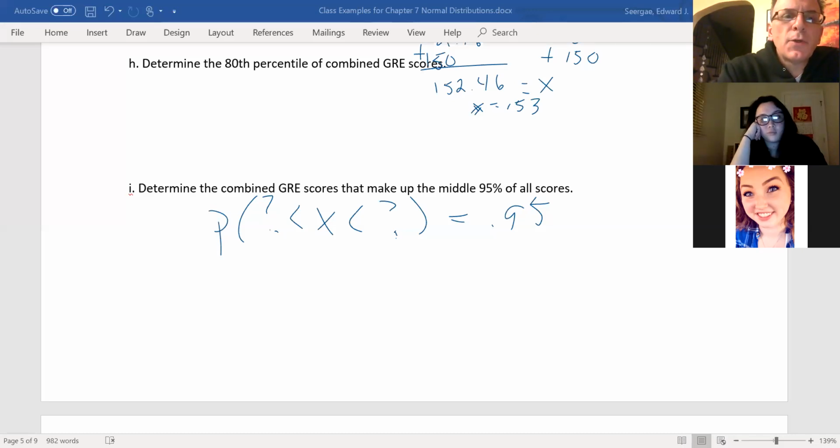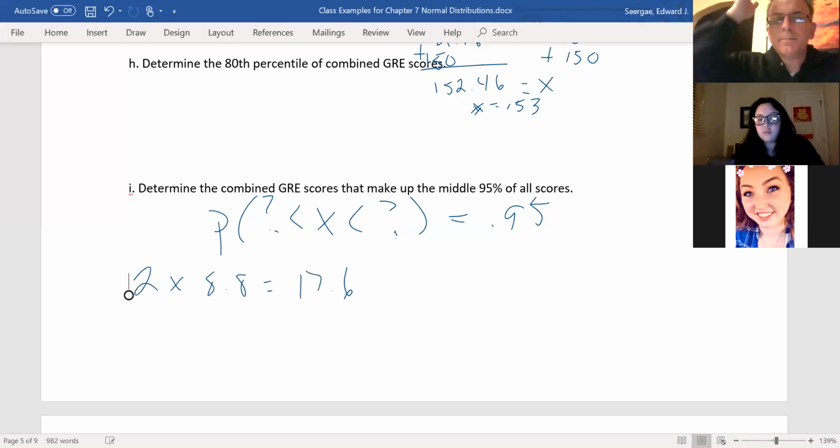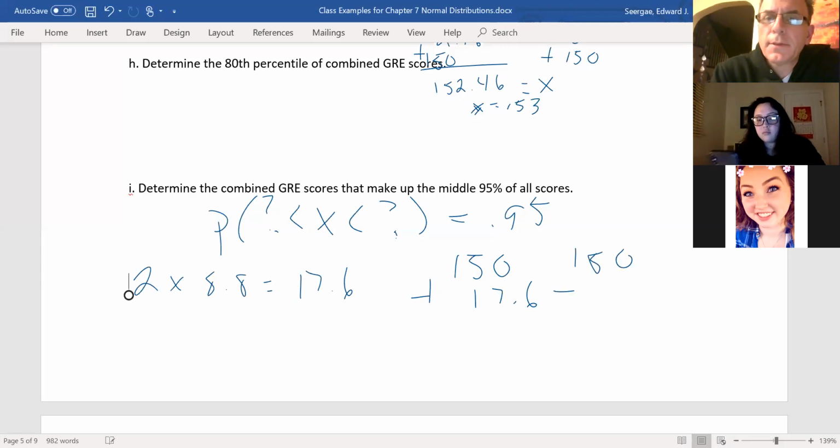So we can just simply take 2 times our standard deviation, which was 8.8. 2 times 8.8 is 17.6. Okay, so that's 17.6 points above the mean and 17.6 below the mean. So we can take the 150 plus 17.6, and we can take the 150 minus 17.6.